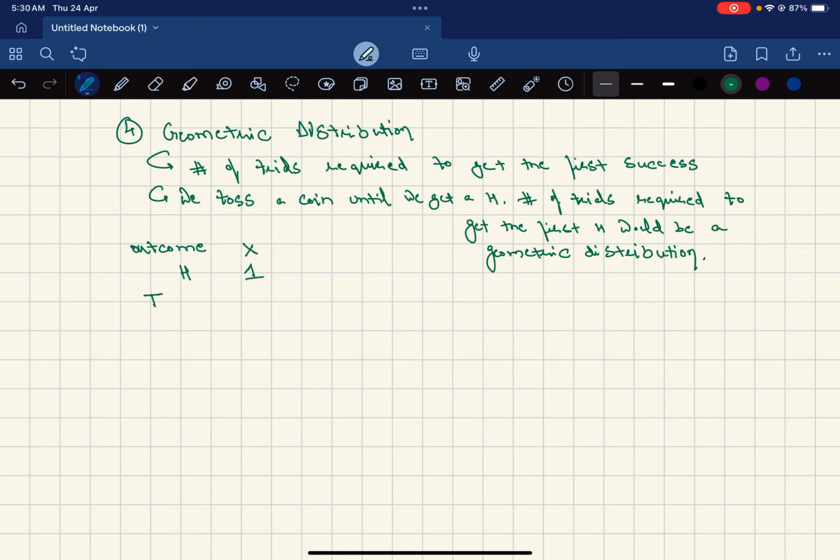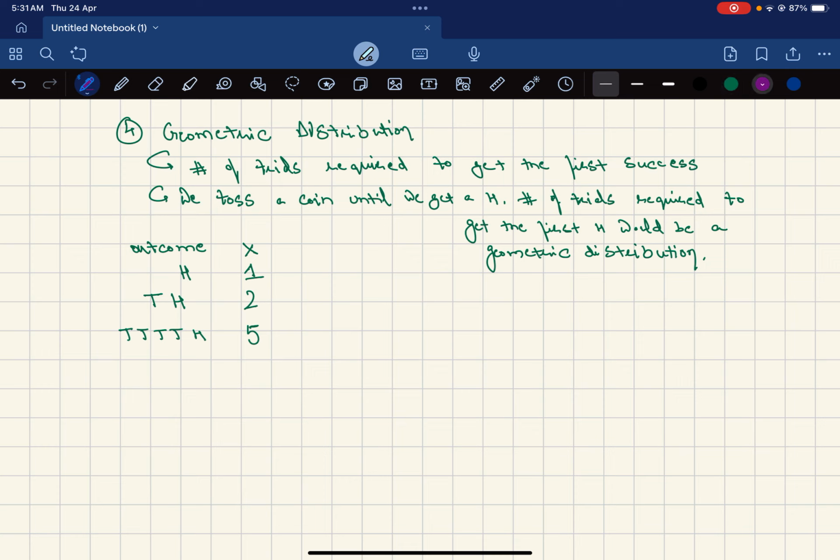Now, let us say we get the first toss result as tails. So we need to continue since we have not got a head, and then we get a head. So the x value here is 2. Now similarly, let us say we have got 4 tails and then we got a head. So in this case, the value of x is equal to 5. So this is how we define a geometric distribution.